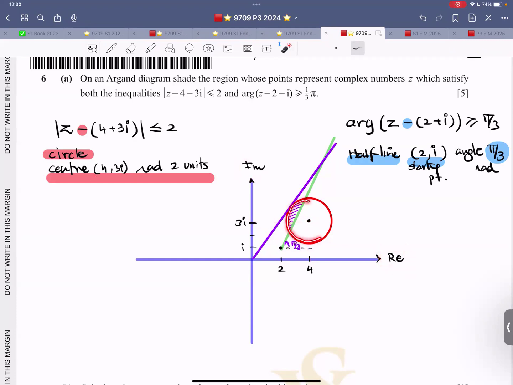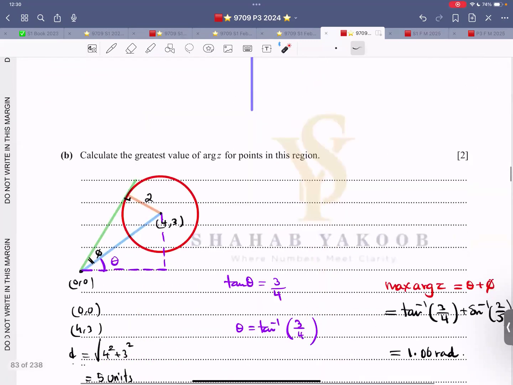This is just a rough diagram, realistic. And the half line is starting from 2, 1. It's making an angle of 60 degrees like this. It's inside the circle above this half line because it's greater. So therefore, this region is shaded. All good?